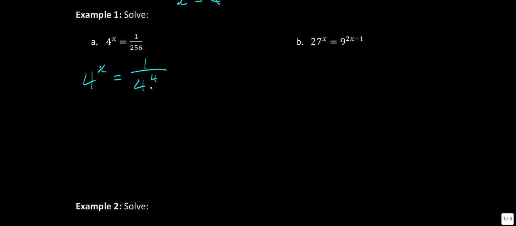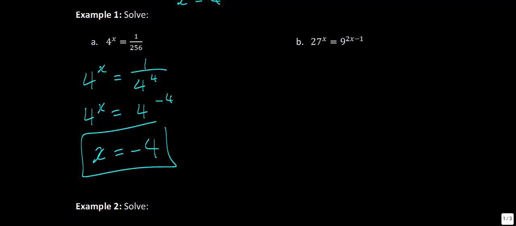Now, if you recall, sometimes we will have exponents in the denominator. If we want to move them up to the numerator, all we have to do is make it a negative exponent. So we can write this now as 4 to the power of x is equal to 4 to the power of negative 4. And lo and behold, we now can see quite clearly that x is going to equal negative 4. Okay? So that was a little bit complicated. Remember that if you want to move something from the bottom to the top in terms of the exponents, we'll just make it negative.